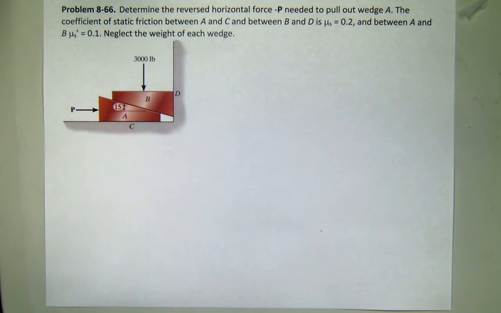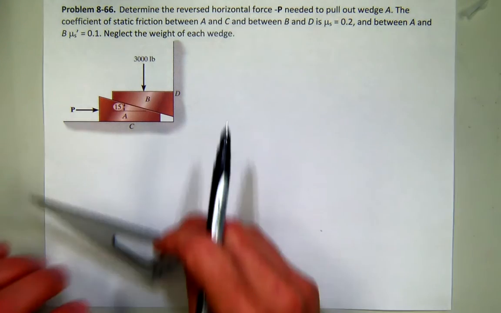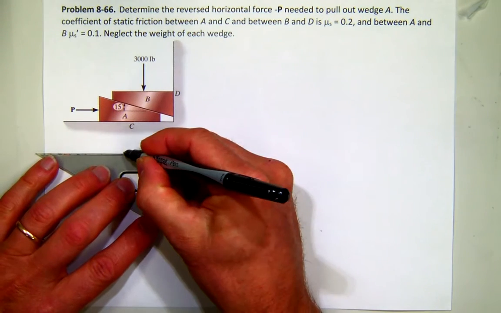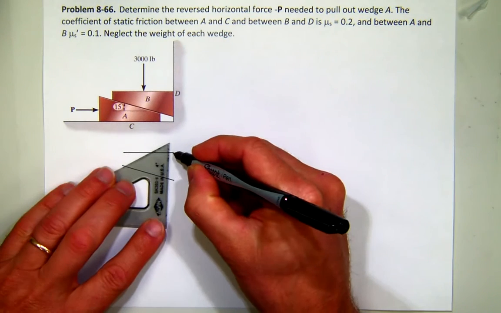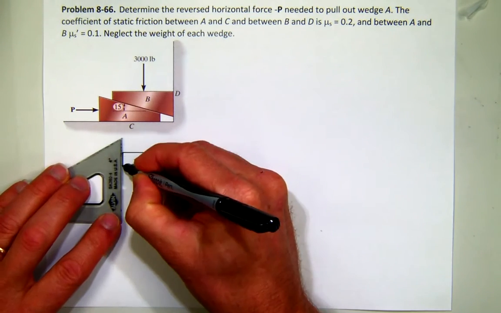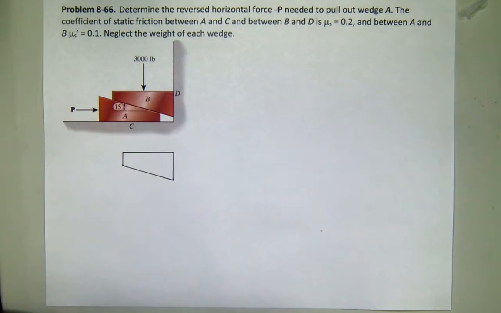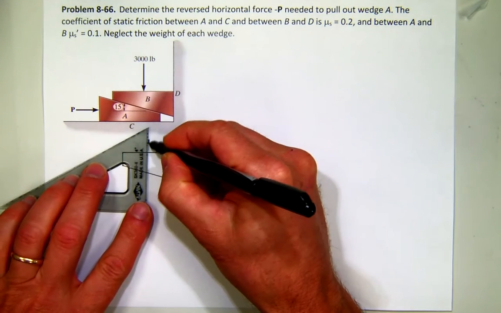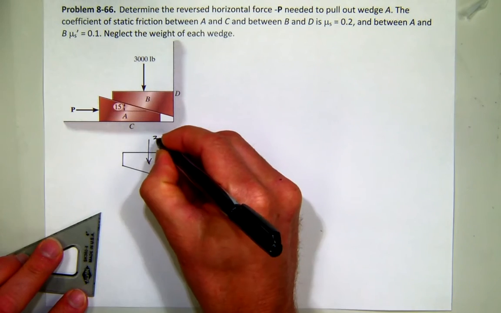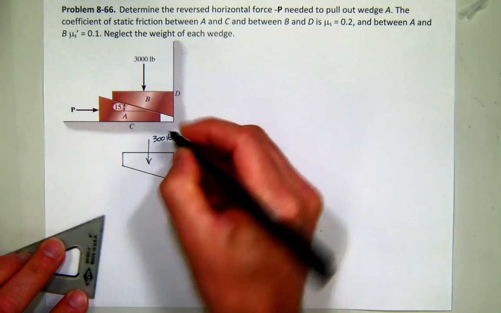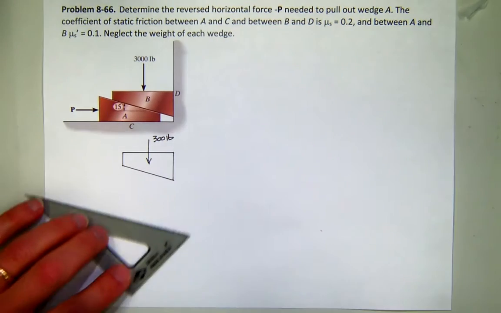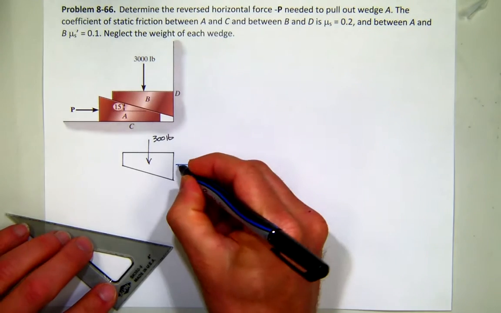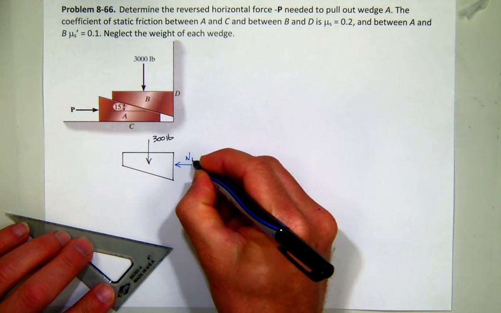So I think the first thing we should do is draw our free body diagrams of the wedges. I'll start here and I'll draw the upper wedge first. And let's see what's acting on that. Well, I have a 300-pound force acting vertically. And what else do I have? Well, the contact here at the wall, there would be a normal force. So I'll call that the normal force at D.